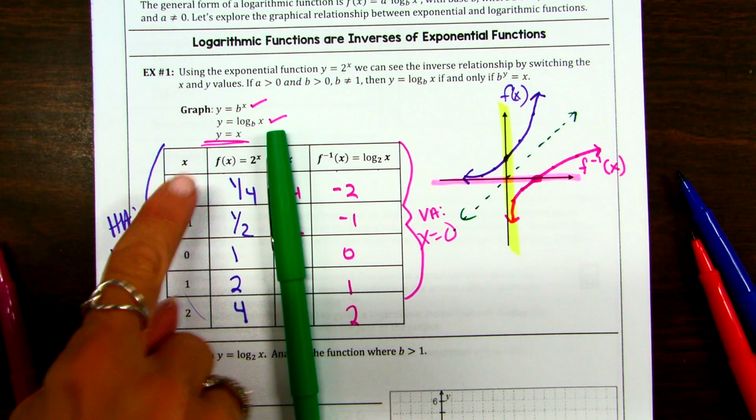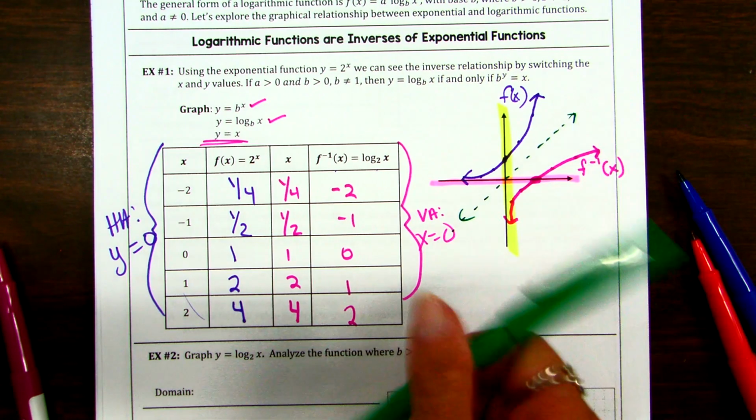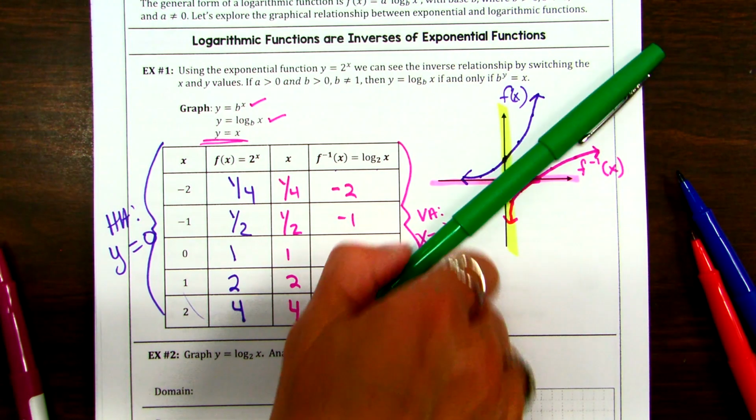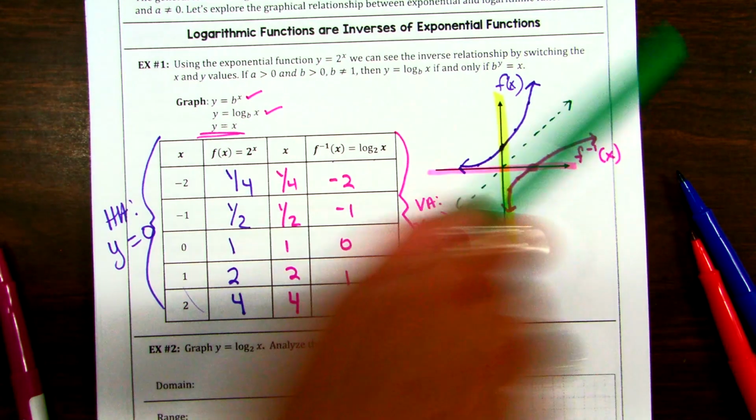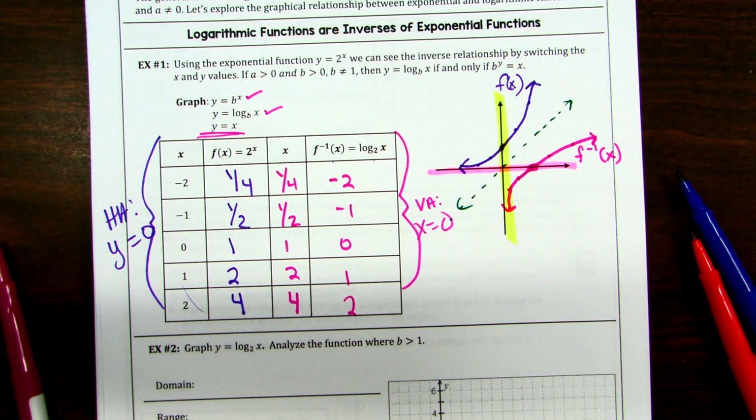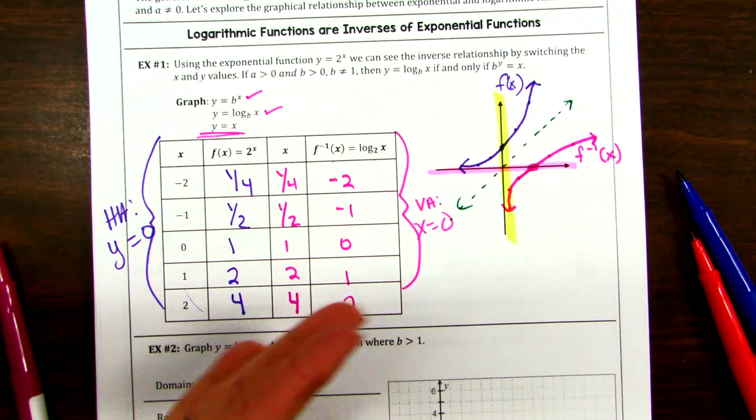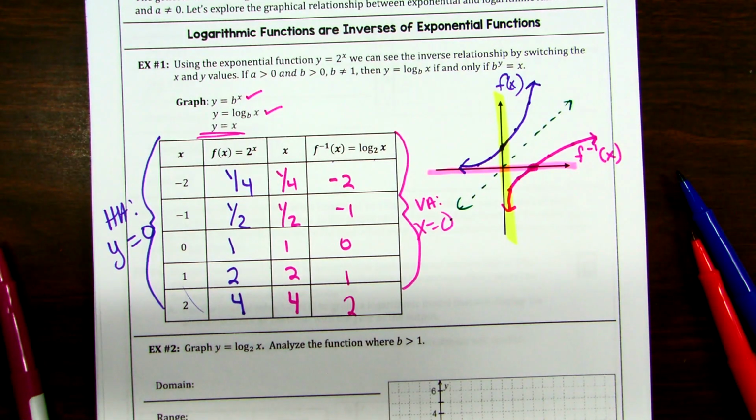But what y equals x is, the identity function, that is your line of symmetry between any two inverses. So if you graph a function and you graph its inverse, it doesn't have to be these two, it could be any two graphs, okay? They will always be symmetrical over the identity function, which is y equals x. Just a fun fact. So if I folded my paper on that green dotted line and I graphed it perfectly, all the points would line up. That's a line of symmetry between them, okay?